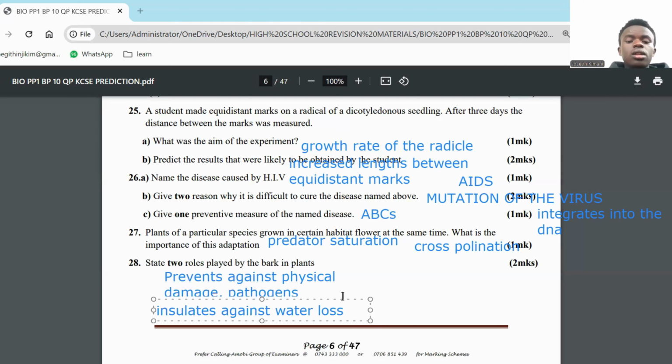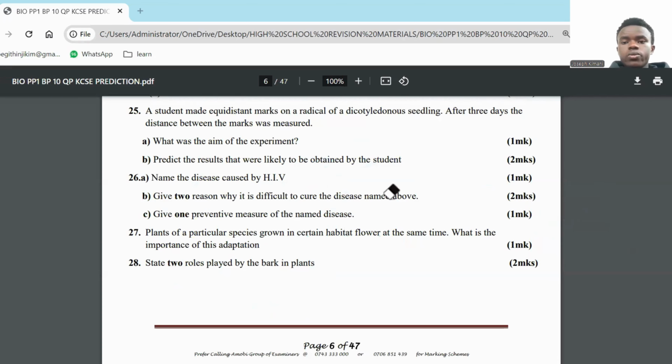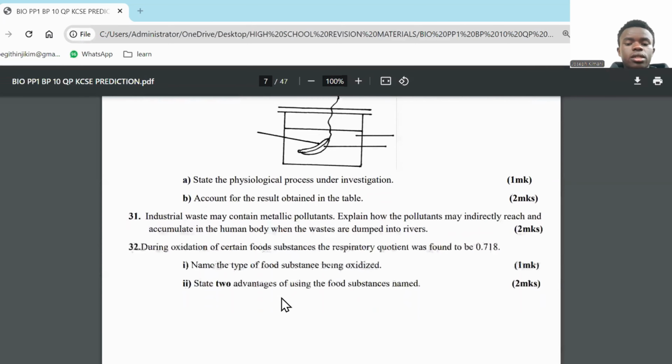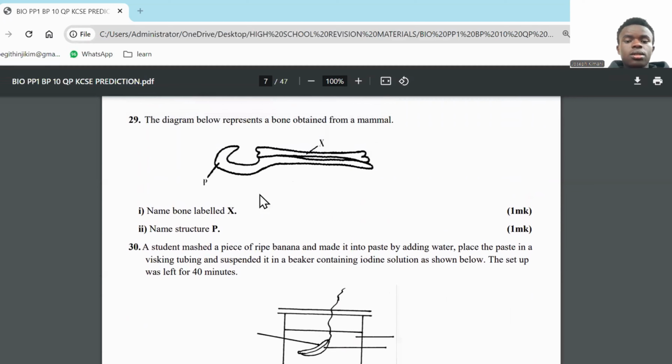Now we go to maybe the final part of the paper. So here we are, the last page of the paper. So let's start. The first question says, the diagram below represents a bone obtained from a mammal.